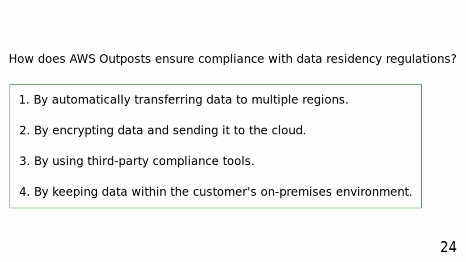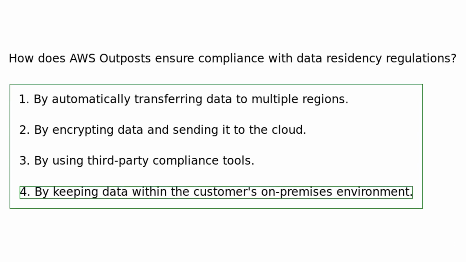How does AWS Outposts ensure compliance with data residency regulations? By automatically transferring data to multiple regions. By encrypting data and sending it to the cloud. By using third-party compliance tools. By keeping data within the customer's on-premises environment. AWS Outposts helps ensure compliance with data residency regulations by keeping data within the customer's on-premises environment.